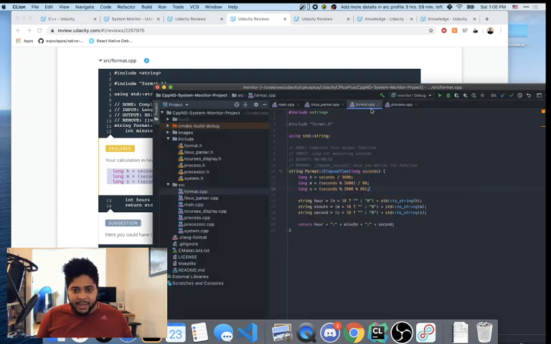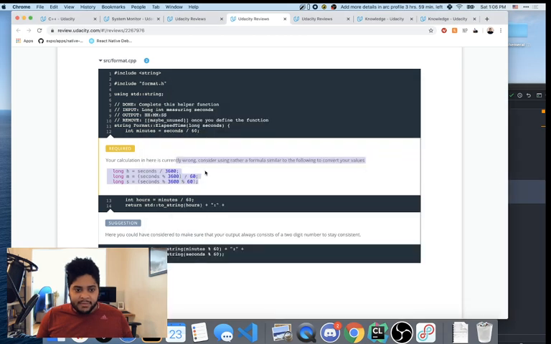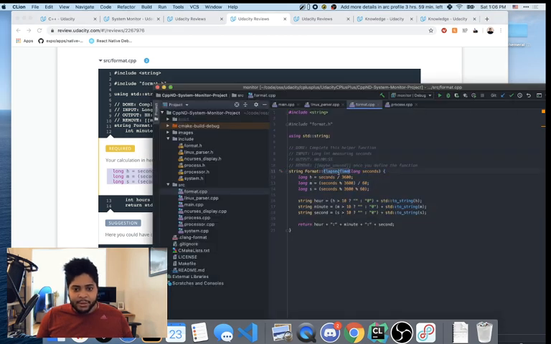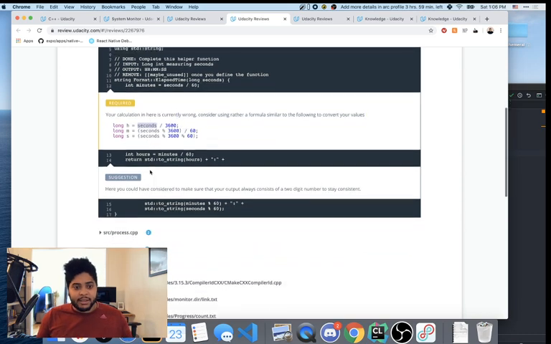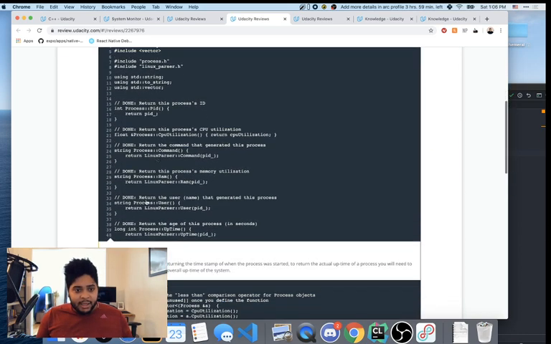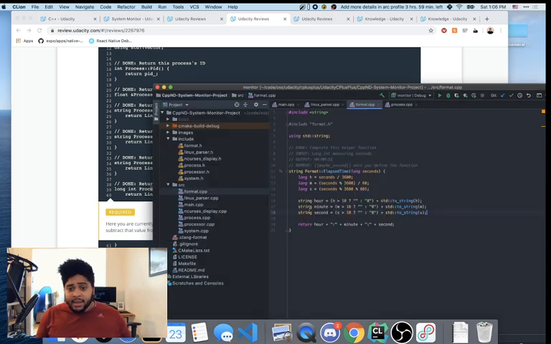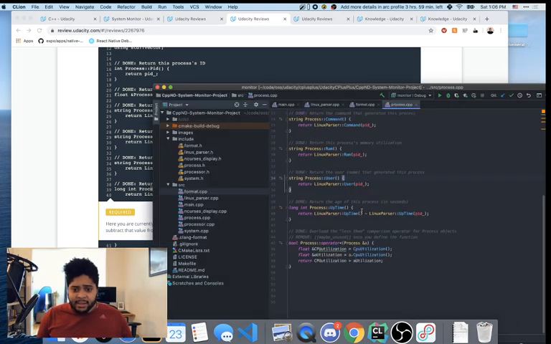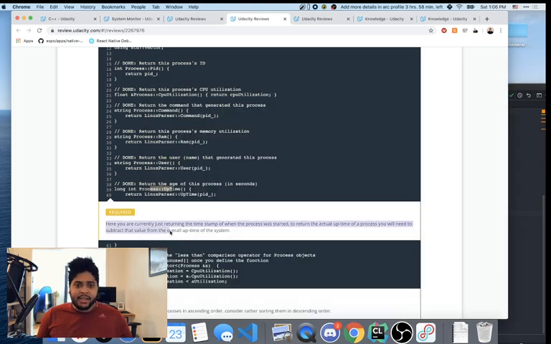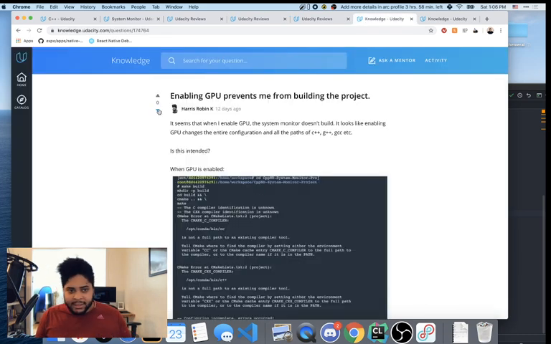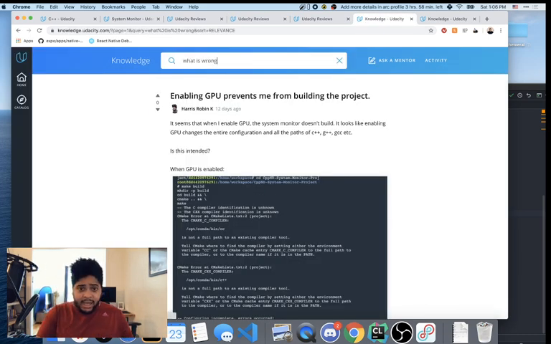All right, let's look at Format.cpp. I followed the advice and used the recommended formula in order to fix the elapsed time formula. Great. Process.cpp. Here I'm being told that I'm just returning the timestamp of a process, and in order to return the actual uptime of the process, I need to subtract the value from the overall uptime of the system. Again, I address that here. I take the uptime of the system and subtract the uptime of the process in order to address that.